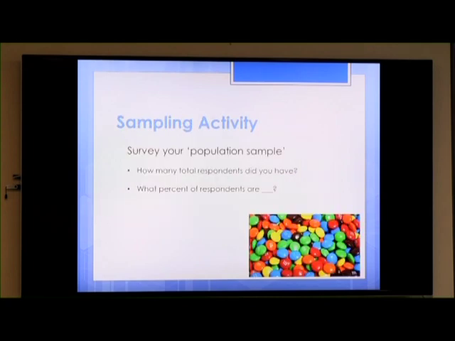Okay, but first we're going to do a little sampling activity just to make it a little more clear what sampling is. So for the sake of, it's right after Halloween, and it's early, and y'all probably need a little activity because we're talking about data for 2 hours.